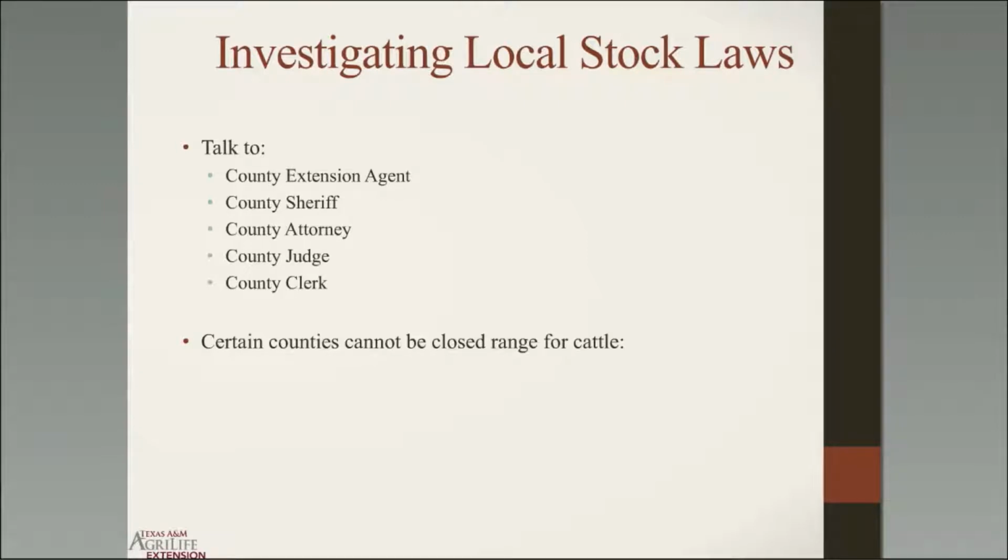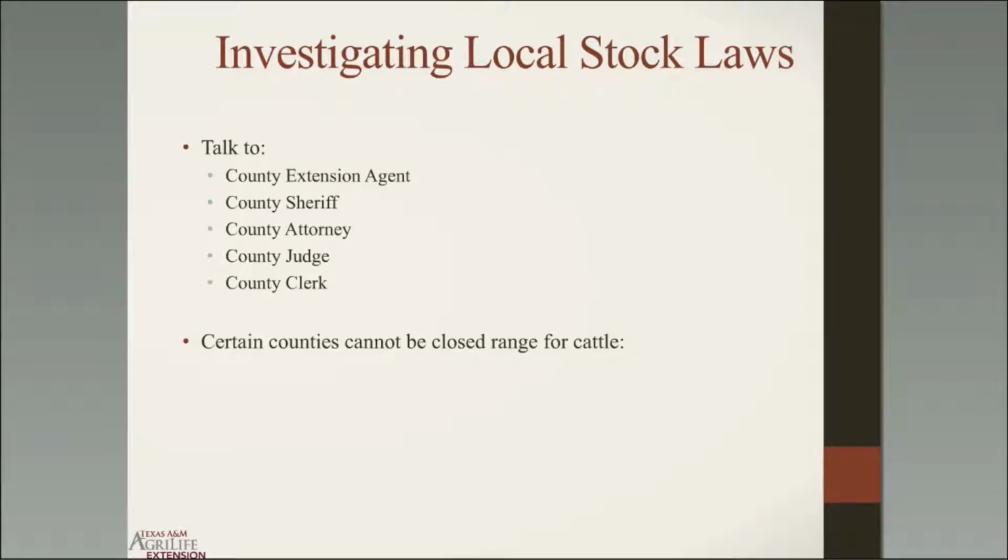And when you're looking at them, there are a few things you need to take into consideration. The first is you need to pay attention to what part of the county the stock law applies to. Some of them will be the whole county. It'll say Wilson County, for example, and that stock law says the entire county is closed range. Some of them may have been done by precinct. An example I know is Lipscomb County. Precinct 1 voted one way, and precinct 2 voted differently. So it's going to depend where you are in the county. So look at how much of the county it applies to.